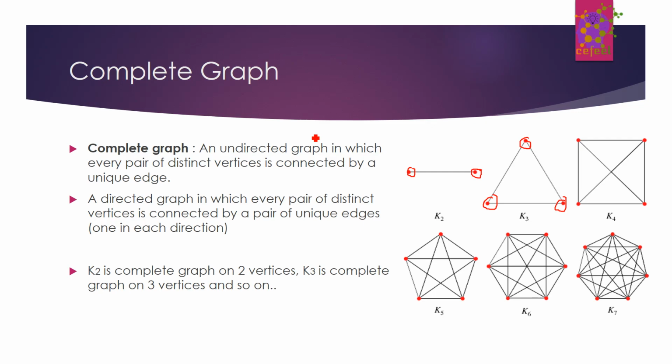So this is a special graph, and it has very important properties. A complete graph is a very interesting graph. We also have a concept of a directed complete graph, in which there is a directed edge from each vertex to each vertex, which means one in each direction. We also sometimes label them by K, which means K2 is a complete graph on 2 vertices, K6 is a complete graph on 6 vertices, and so on.